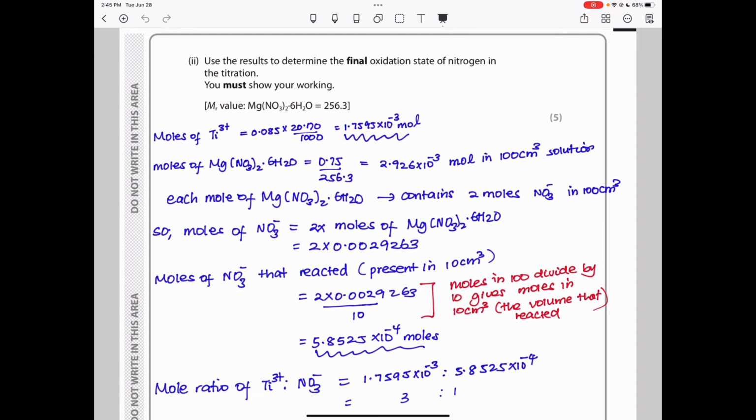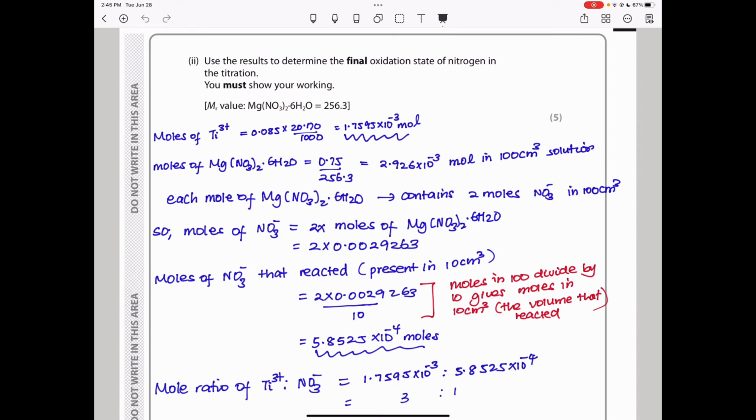And now we can find the moles of the hydrated salt. Since we have the mass and we have the molar mass, we can find the number of moles in 100 centimeters cubed of solution of the hydrated salt. We also need to remember that each mole of hydrated magnesium nitrate contains twice nitrate. You can see it here. It's 2 times. Each mole, 1 mole of this whole thing, contains 2 of that. So it will contain 2 moles of nitrate in 100 centimeters cubed.